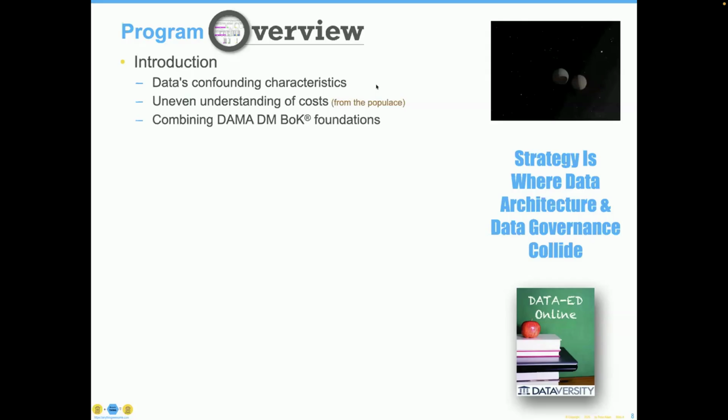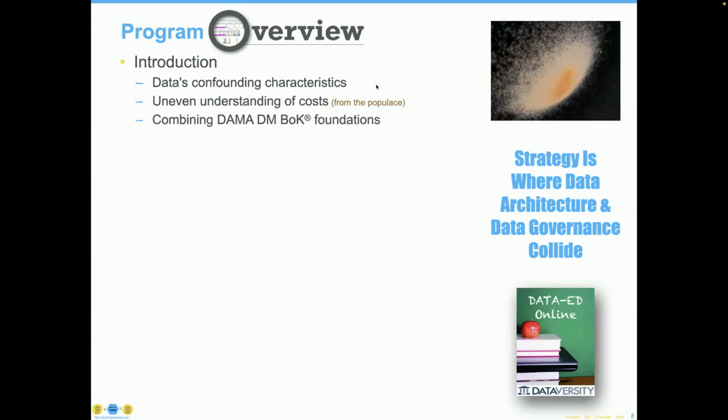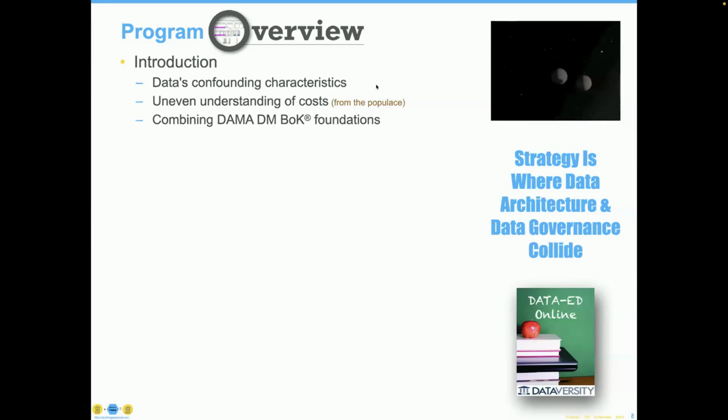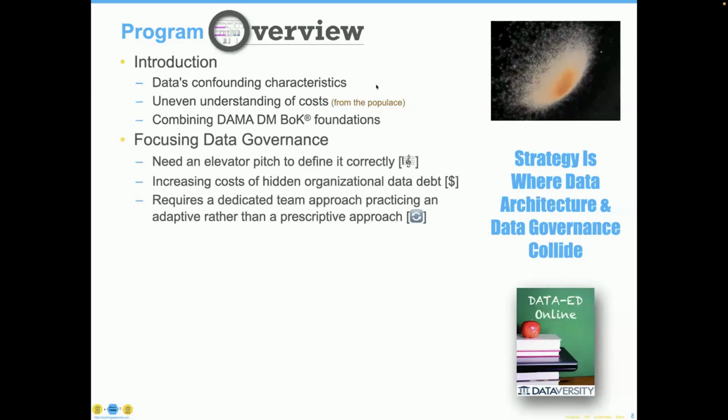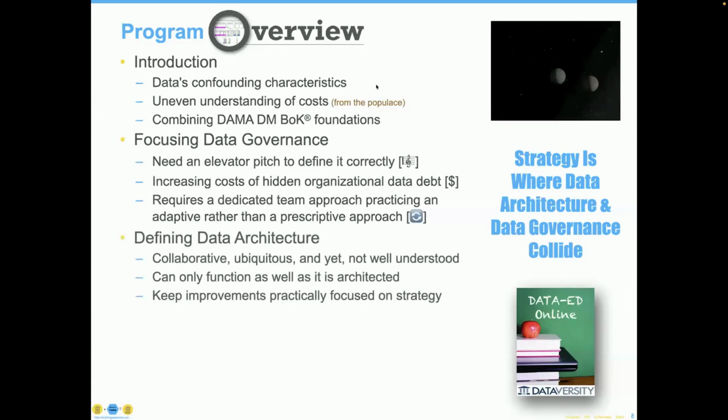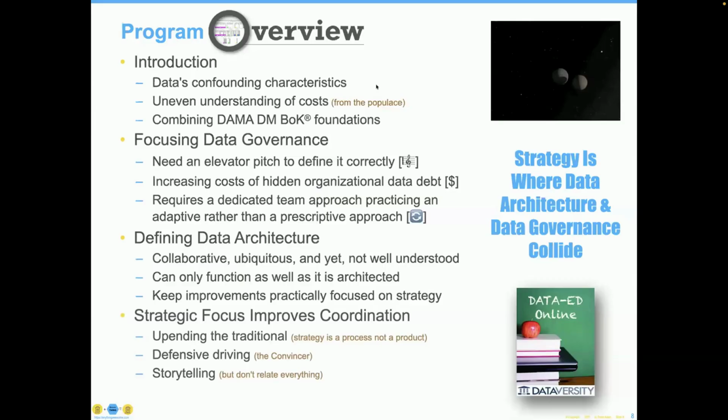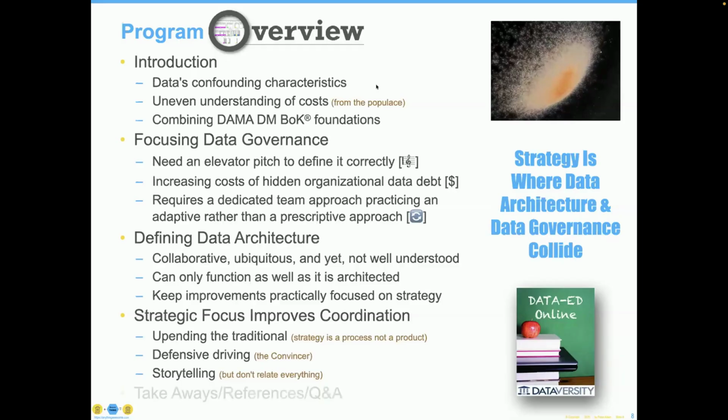Looking at some of the solutions such as Kim was describing is very, very good, especially when you look at it from a financial perspective. Last part of this introduction, we're going to look at the DMBOK foundations that everybody uses to ground in as a common vocabulary. Then we're going to focus in on data governance, then on architecture, and then how strategic focus guiding both of these gives you that proverbial win-win-win situation.